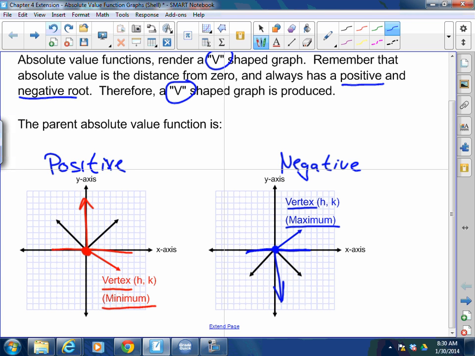Now, you may be wondering, what are these little letters h, k? h, k are the symbols for the vertex. I'm going to show you where to find those right now. But when we're talking about a vertex, (h, k) is the vertex. Everyone with me so far? With just a picture of what an absolute value graph is.